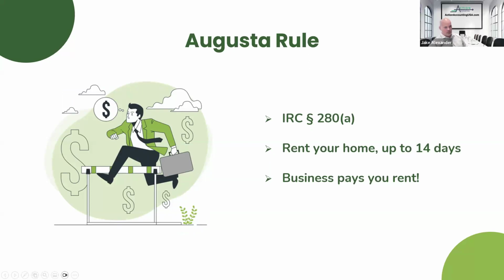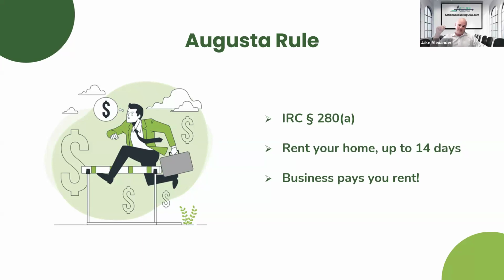Next one's the Augusta rule. This is a fairly popular one right here. This is Internal Revenue Code Section 280A, which states that if you own your home, you can rent it out for up to 14 days per year. The income derived from that activity is tax-free. You don't have to pay taxes on it.